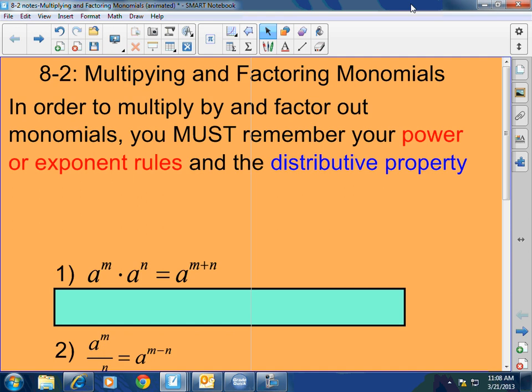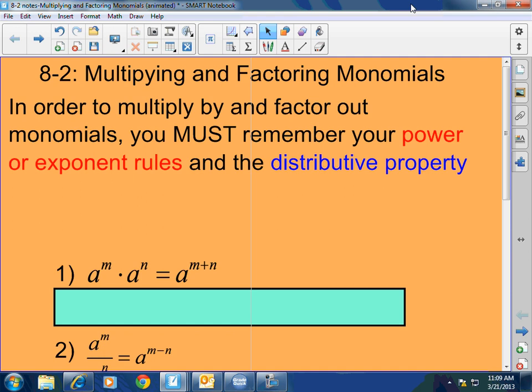If I have a variable with a negative exponent, it's not a polynomial. If I have a variable inside of a radical, it's not a polynomial. If I have a variable in the denominator with a positive exponent, it is not a polynomial. Okay? So, we're going to deal with that today.